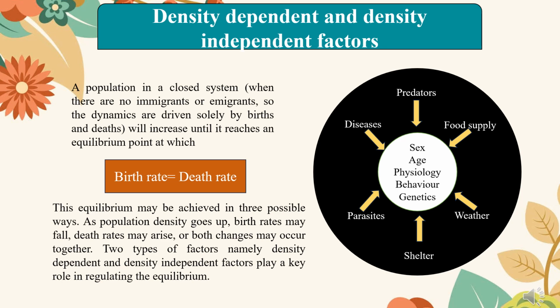A population in a closed system, when there are no immigrants or emigrants, so the dynamics are driven solely by births and deaths, will increase until it reaches an equilibrium point at which birth rate is equal to death rate. This equilibrium may be achieved in three possible ways. As population density goes up, birth rates may fall, death rates may rise, or both changes may occur together. So two types of factors, namely density-dependent and density-independent factors, play a key role in regulating the equilibrium.